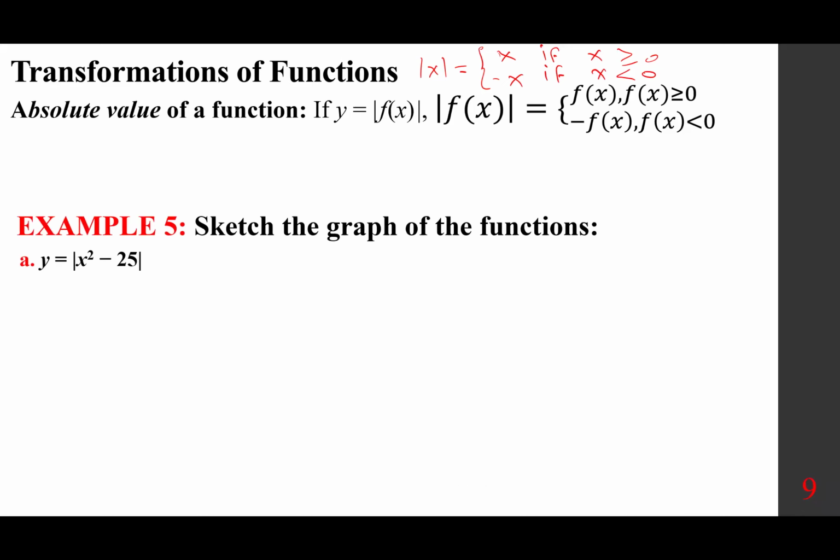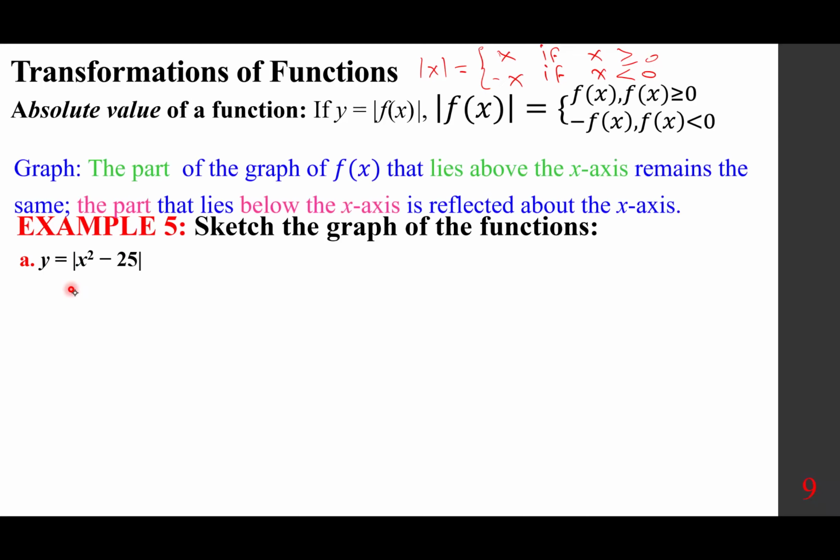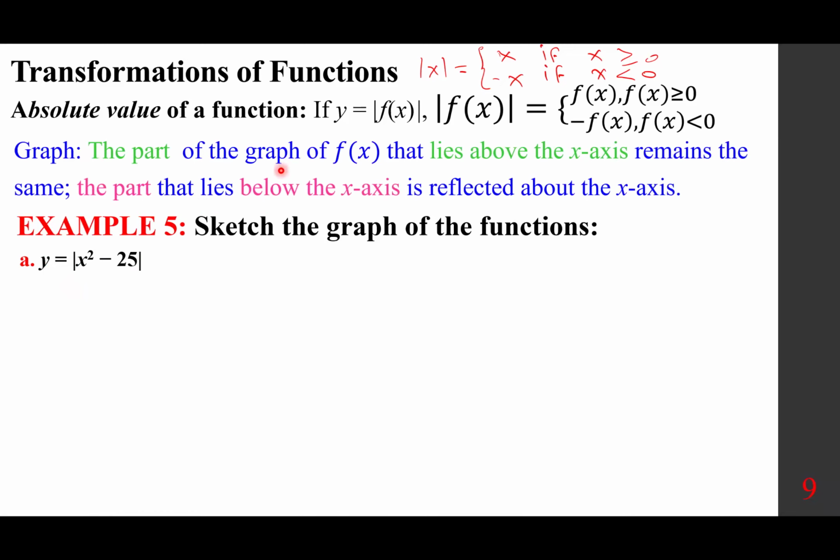So we want to sketch the graph of the following function. First and foremost, I want you to see how this graph works. You ignore the absolute value function and graph the function x squared minus 25. In general, the part of the graph of f of x that lies above the x-axis remains the same. The part that lies below the x-axis is reflected about the x-axis.